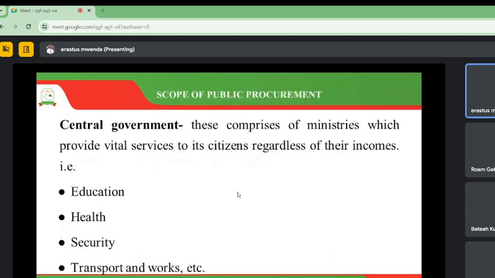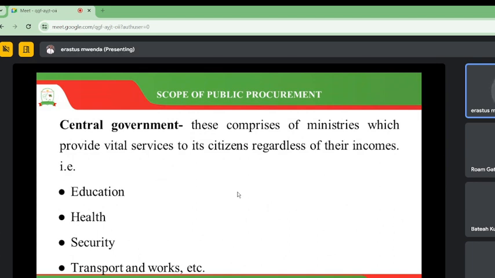Now, we look at the scope of public procurement. So we are saying that public procurement involves a number of things. And these things include who are the players. We can also ask ourselves, who are the players in the public procurement space?